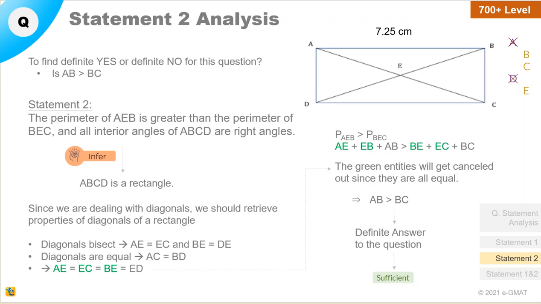So AE here, you know, is equal to EC. So this and this, they'll cancel out each other. Similarly, ED and BE are equal. So anyway, you have BE and BE. So this also gets cancelled out. All you're left with is AB greater than BC, and that was precisely what you were looking for. You wanted to compare AB with BC. And now you see that you could do that from statement 2 alone. So the correct answer here is choice B.